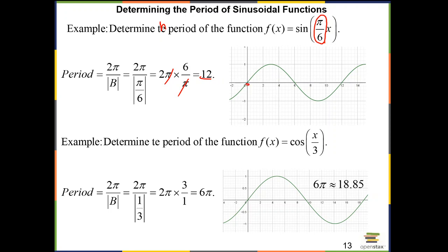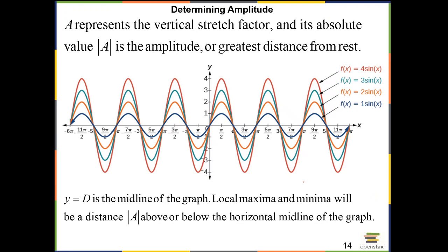So that means the distance from here to here is 12 units. The period is 12 units. Okay? All right. Now, the next example, determine the period here. Well, now b is 1/3. We divide 2 pi by 1/3, you get 6 pi. So again, the distance from here to here, one period, is 6 pi. Okay? Now, what about the number a?